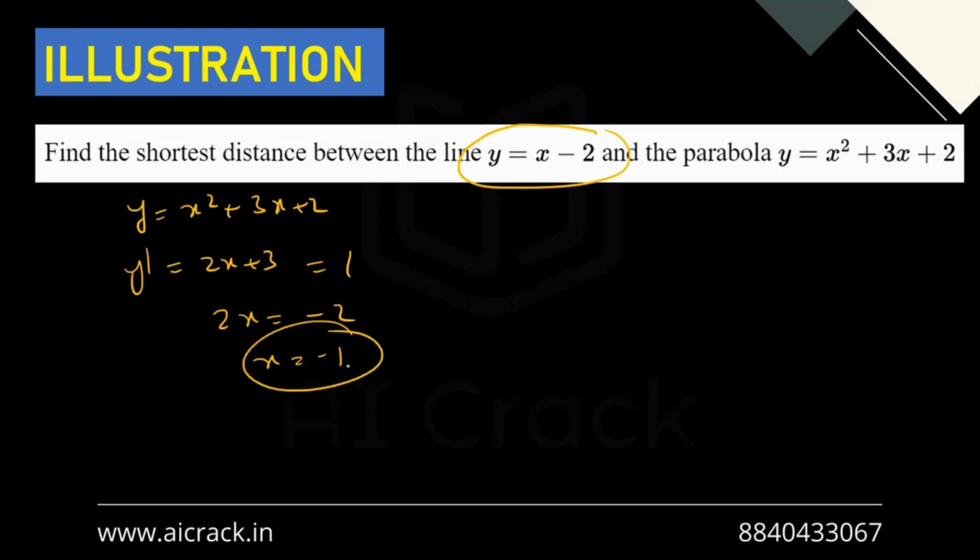Now if we have got x equals minus 1, we can plug that value over here and we'll get the y value as well, right? So y would be minus 1 square plus 3 times minus 1 plus 2. That comes out to be 0, right? This is 1, this is minus 3, this is 2, that comes out to be 0. So we have got the point x comma y on the curve, that is minus 1 comma 0.